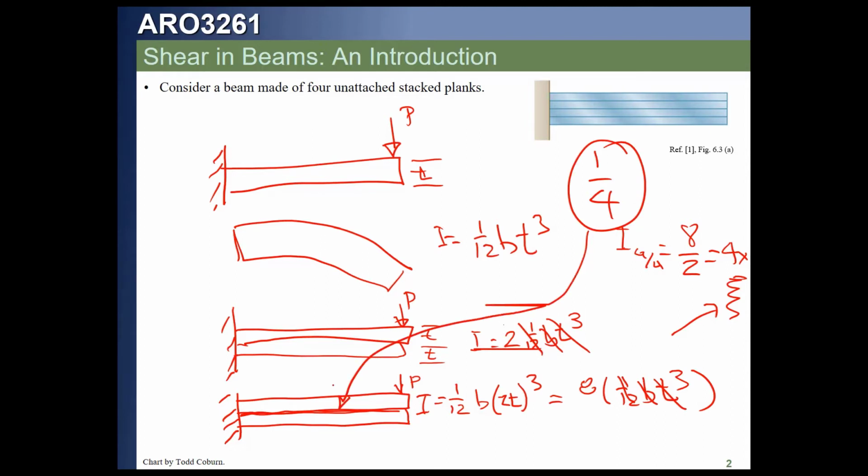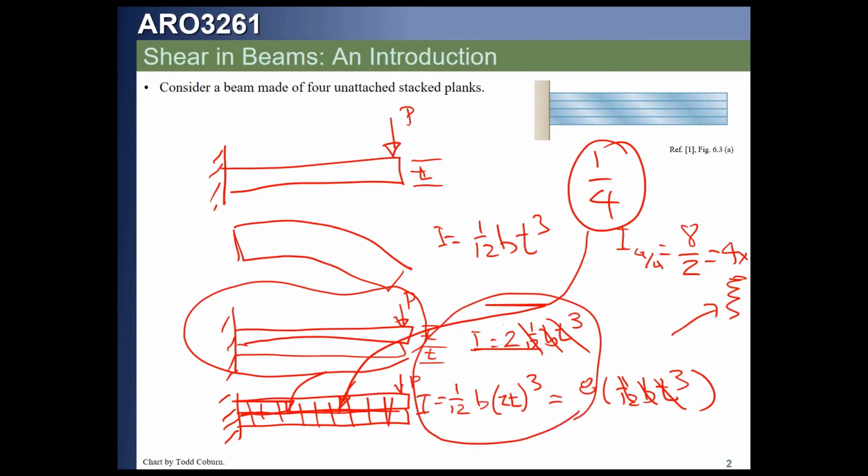Now if we had nailed them together, we can get the same effect, except now we're going to have to check, actually even with a bond we would check to make sure the bond is strong enough, and if we have nails we need to check that the nails are strong enough. We'll look at that in a little bit. The basic concept though is if we have a cantilever beam loaded with a transverse force, then by attaching those together we're going to get a much bigger moment of inertia.